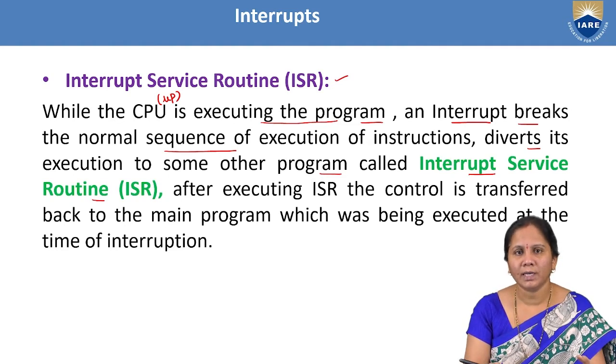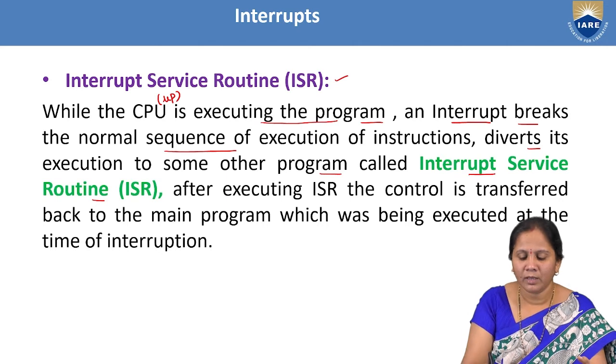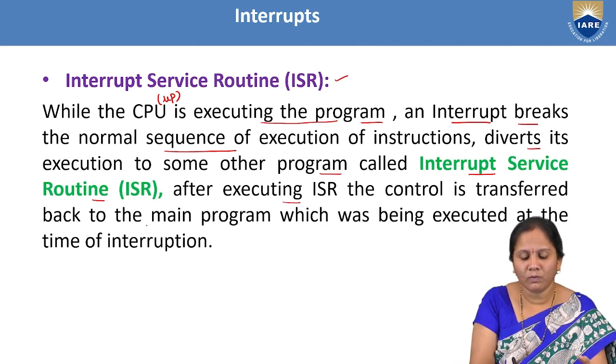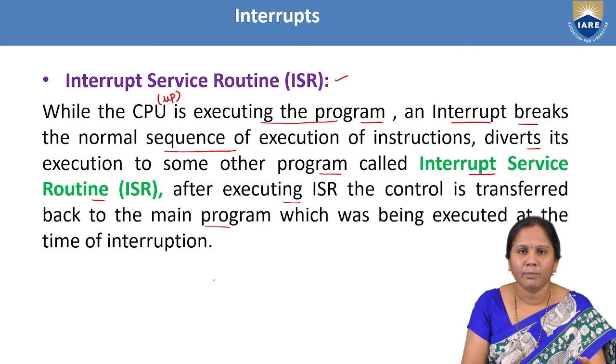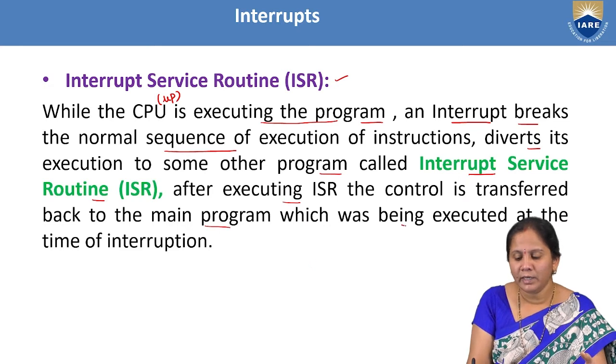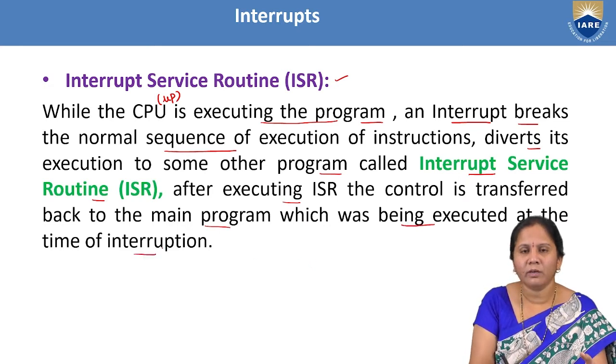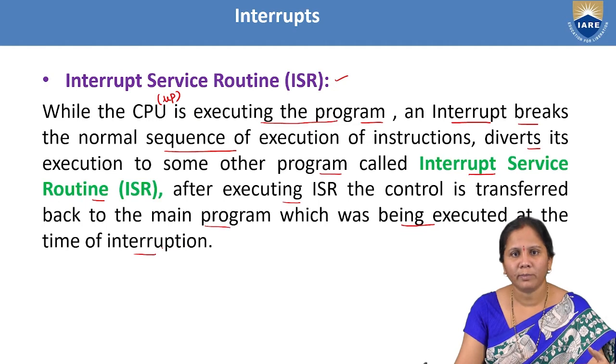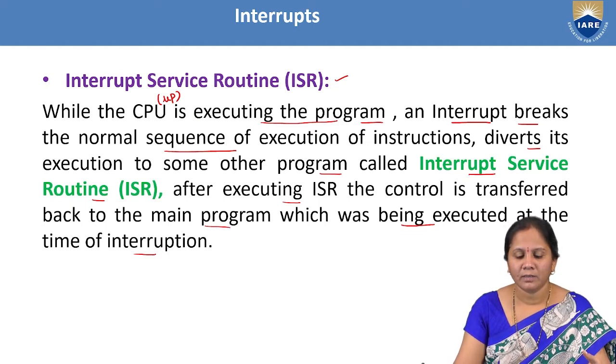We can also call it a subroutine. After executing that ISR, the control will again be transferred to the main program. When the IRET instruction is executed in the ISR, the control will branch back to the main program. After that, it will again execute from where it stopped the main program, till the end of the program. This is the definition of the interrupt service routine.